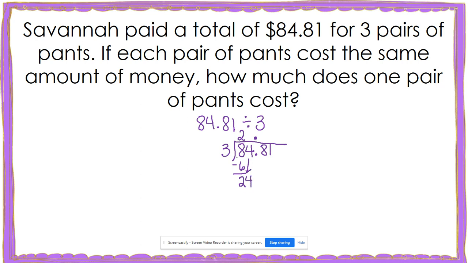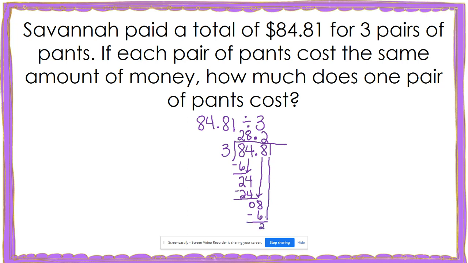Now I'm going to do 24 divided by 3, which gives me 8. 8 times 3 is 24, and when I subtract, I'm left with 0. Now I'm not finished because I still have numbers in my dividend. So now I need to bring down this 8. Now I have 8 divided by 3, which is again 2. 2 times 3 gives me 6, and when I subtract, I'm left with 2.